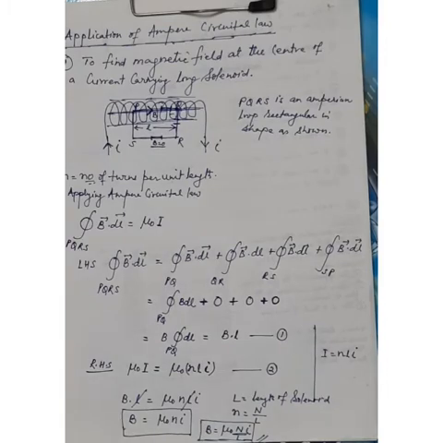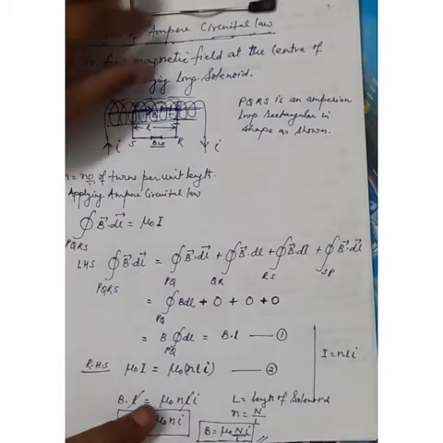One thing we have to remember always: for a solenoid, the magnetic field is localized along its axis inside the solenoid, and the magnetic field outside the solenoid is almost zero, right? So this is your application number 1. Now we have to go for application number 2.